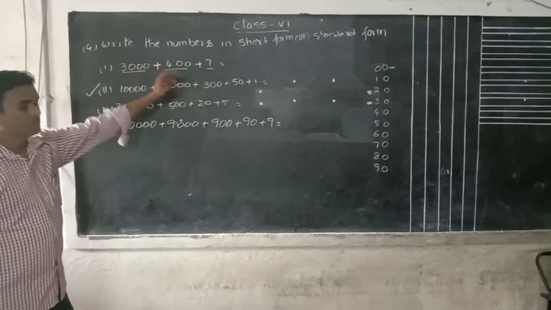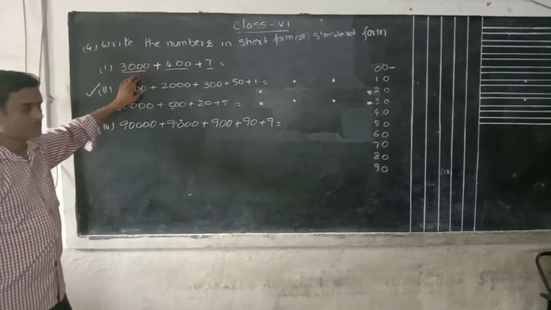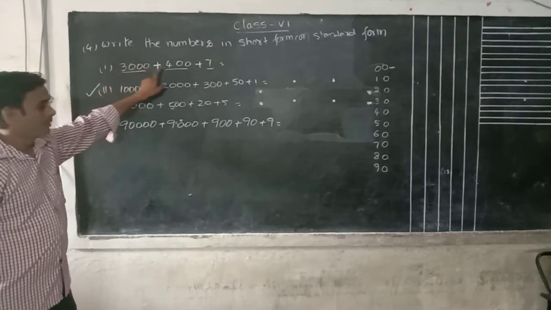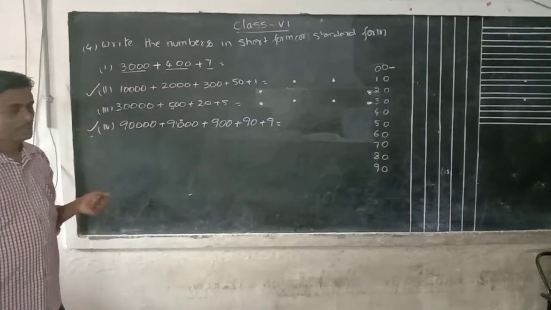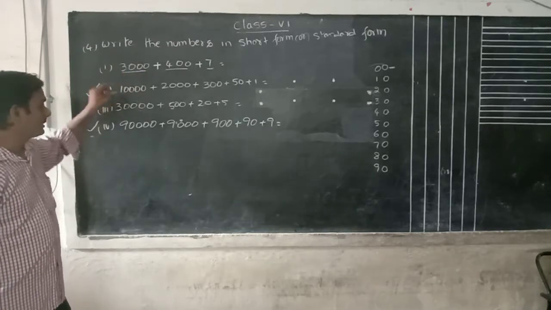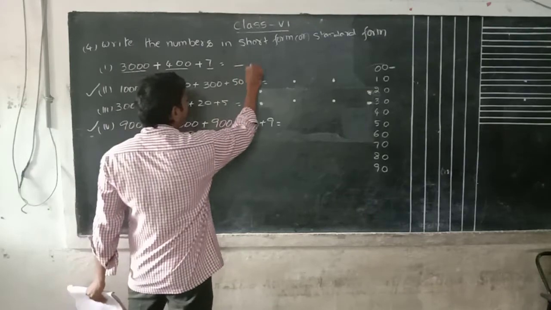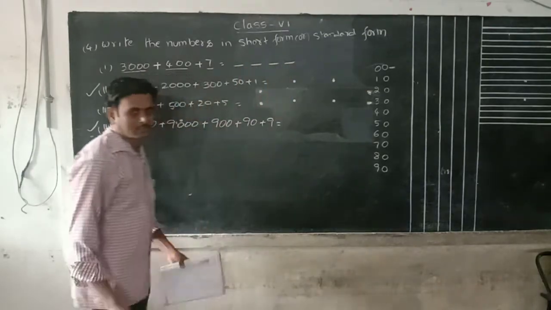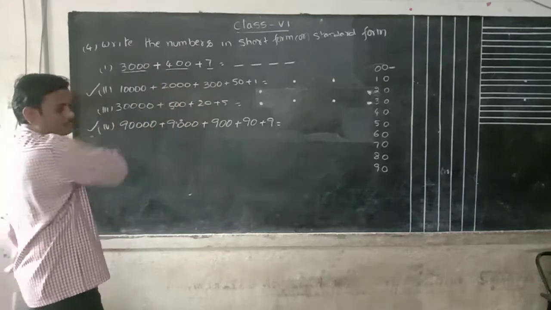In these 3 numbers which is bigger? 3,000 is bigger because we have more digits. Which is having the more digits? This number. How many digits are there? 1, 2, 3, 4 digits are there. So we have to write 4 underlines here.